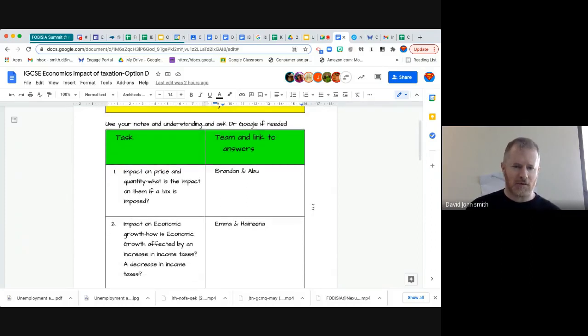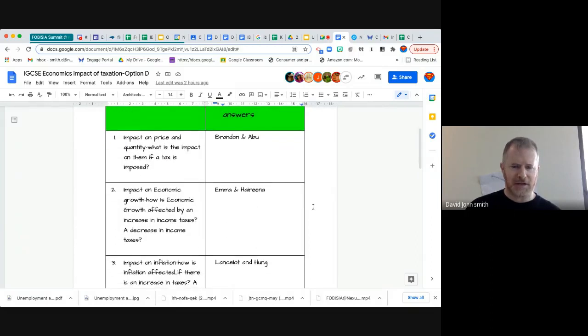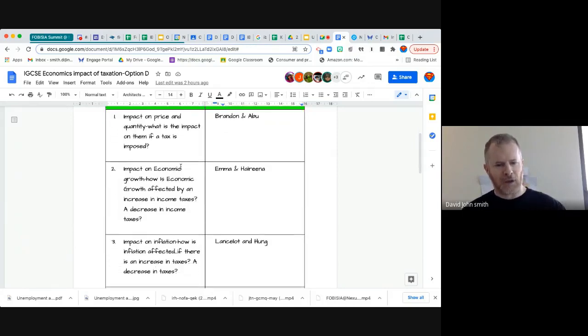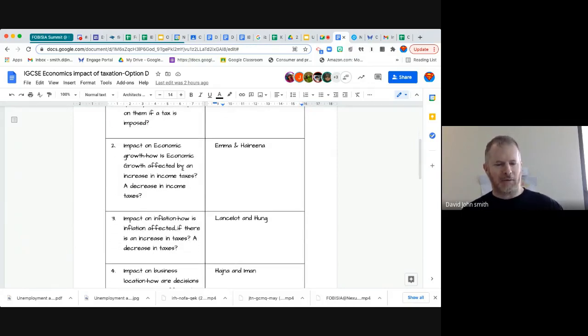But what are the actual overall effects? So what I've done is I've split you into teams. And so here's task one. What is the impact on prices and quantities of goods and services if there's a tax imposed on them? That should be relatively straightforward. So the team that's going to answer that one, Brandon and Abu, you're going to have a go at that one. Then the impact on economic growth.